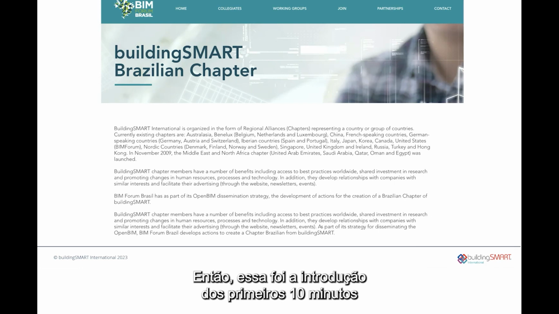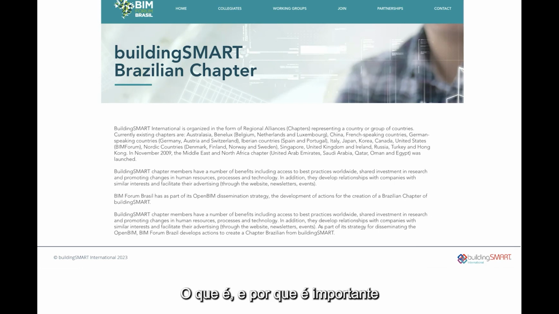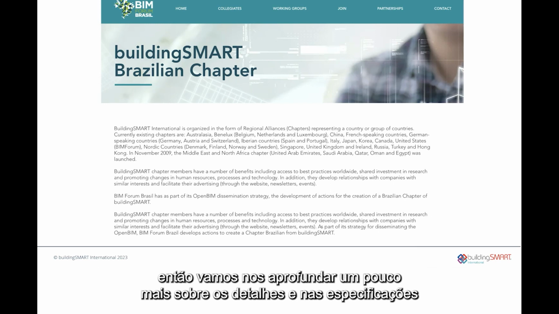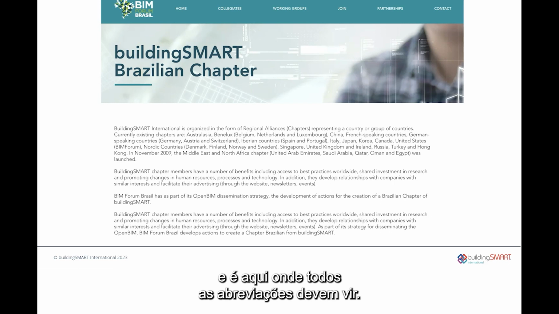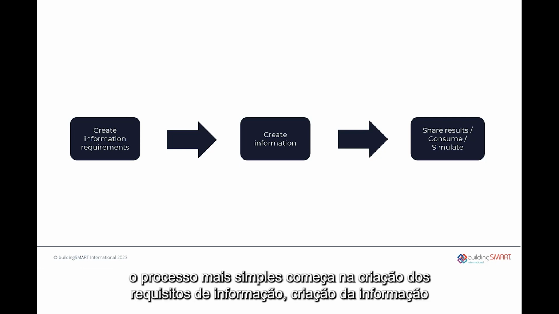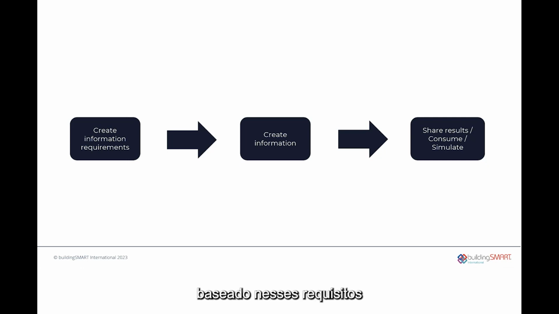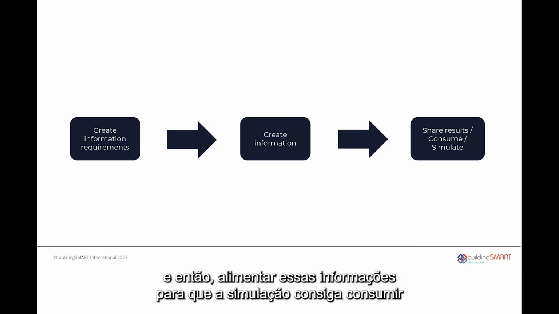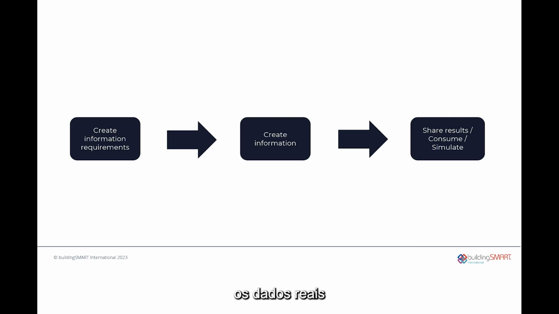So that was the introduction, the first 10 minutes. What is it? Why is it important? Let's dive a little deeper into the details and specifics. This is where all of these abbreviations come in. As we saw earlier, the simplest process is to create information requirements, create information based on these requirements, and then feed that information to a simulation that can consume the actual data.